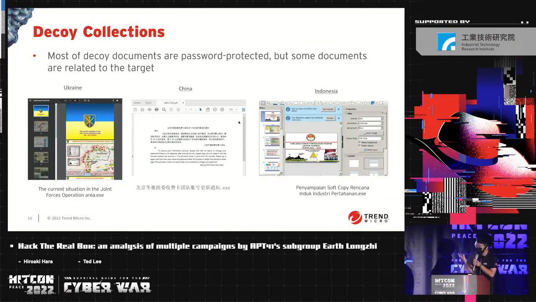And also the dropped decoy files. Most of the dropped documents are password protected, so we could not know the actual content inside. But some documents are without password protection, so we give you some examples here. As you check the content, you could very clearly know what kind of targets they want to attack. I'll take this one for example, probably based on the language and the content.